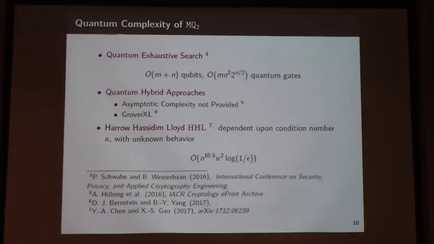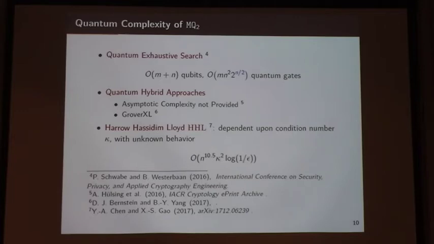In terms of the quantum complexity, there's quantum exhaustive search, which is a straightforward application of Grover's algorithm, which I'll explain later. The second one are quantum hybrid approaches, which are a quantized version of the hybrid approaches based on Gröbner techniques. There are 2 papers that came out with this. The first one doesn't provide an asymptotic complexity for comparison. And the second one is called Grover XL, which has very similar techniques to what we do, but in the end, one of our subroutines is probabilistic, so we achieve a better and faster algorithm.